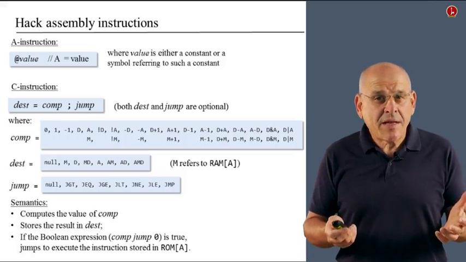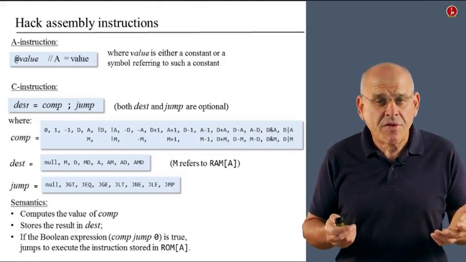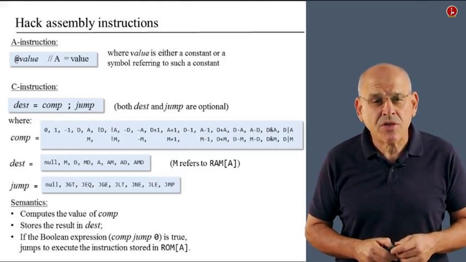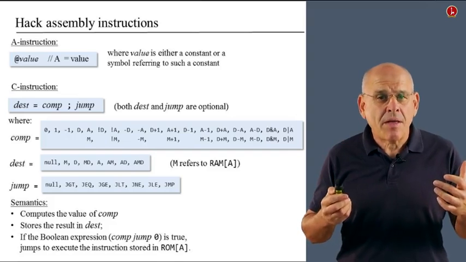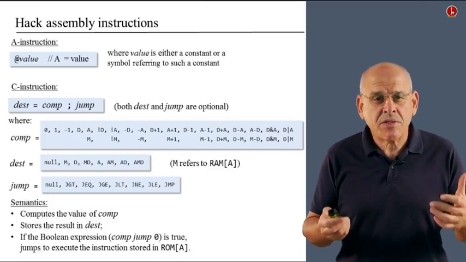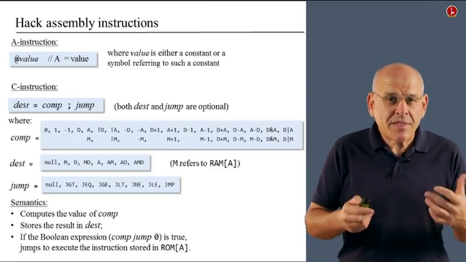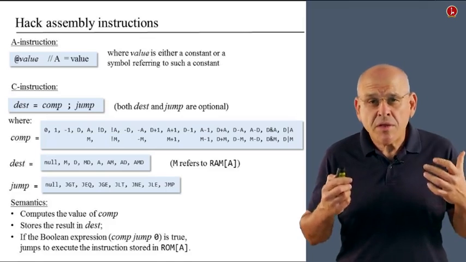Now, before we get started, I'd like to give you an overview of the 2 instructions that we have in the Heck language. So we have the A instruction, which is used to set the value of the A register to a particular value. And we have the C instruction, which is used to do 3 different things.